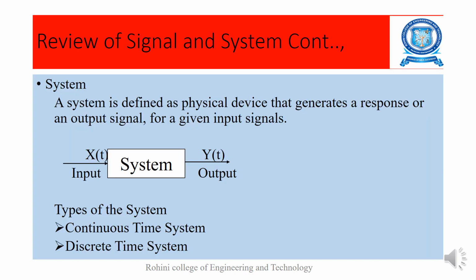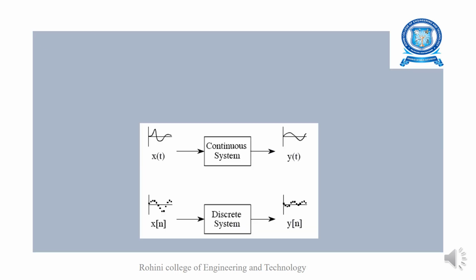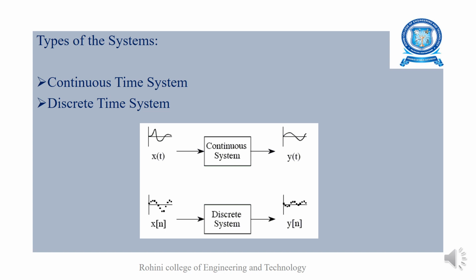Now we can see about systems. Here the system is defined as a physical device that generates a response or an output signal for a given input signal. This diagram shows the system. The input is x of t and the output is y of t, and the types of systems are continuous time system and discrete time system.